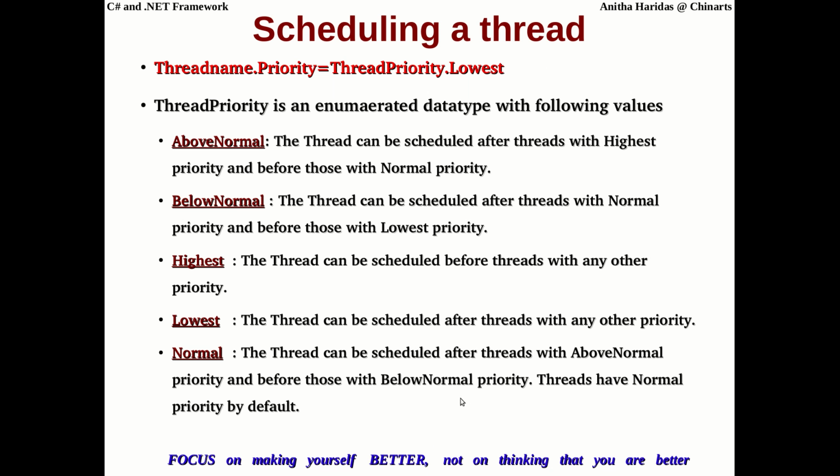And how do you set the priority? You give the thread name, whatever child thread you have created, dot Priority property name, and ThreadPriority is the enumerated data type. When we created a Colors enumerated data type, we gave Colors.Red, and that is how we get the value. The same way here, ThreadPriority is the enumerated data type name, dot Lowest is the value of the enumerated data type. So you assign the value something like this.